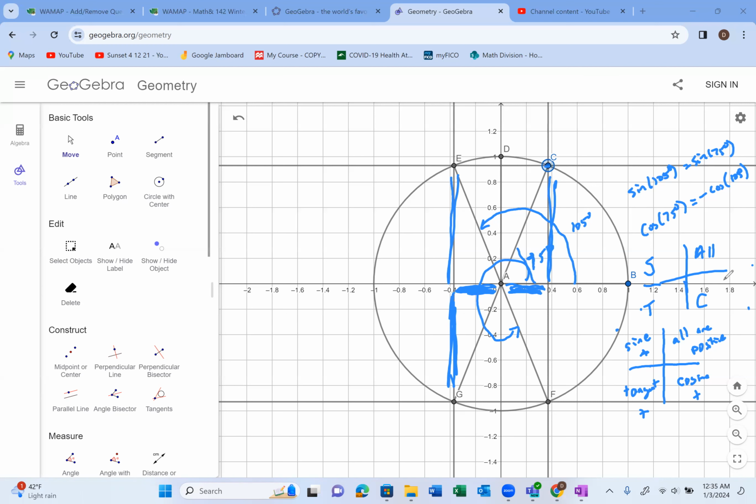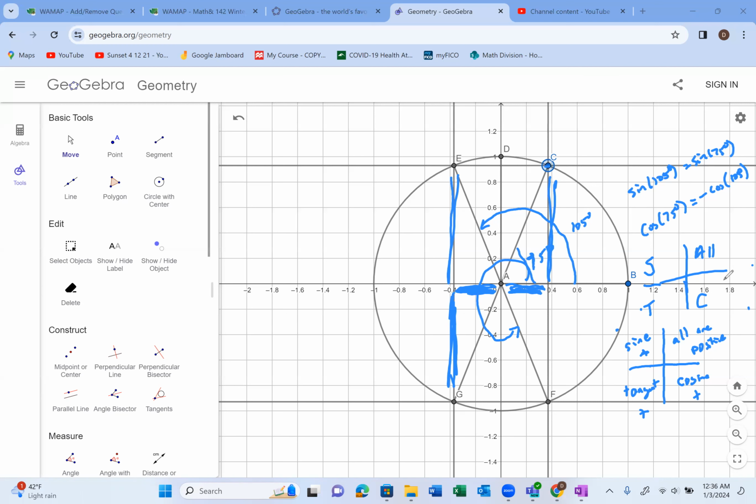But the reference angle is the angle back to the x-axis. So if you have a reference angle of, it's really nice to look at there. And what's even nicer is looking at the special angles.